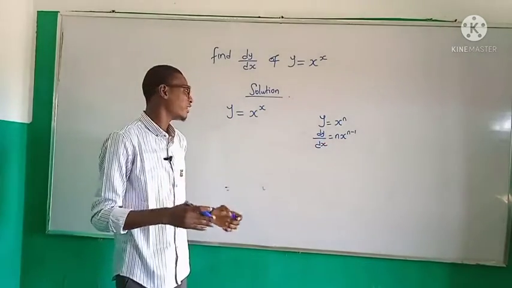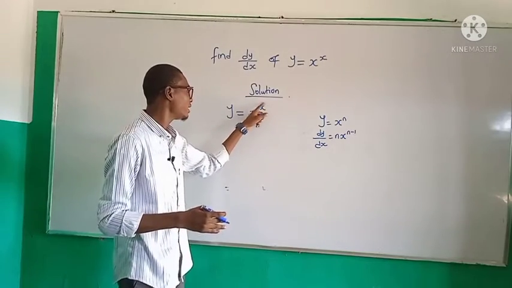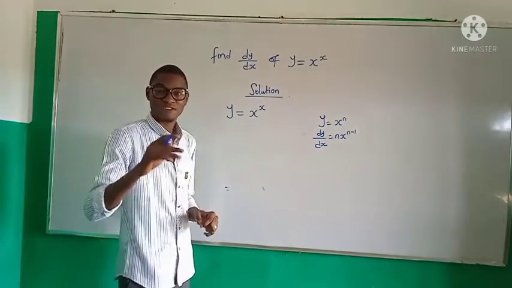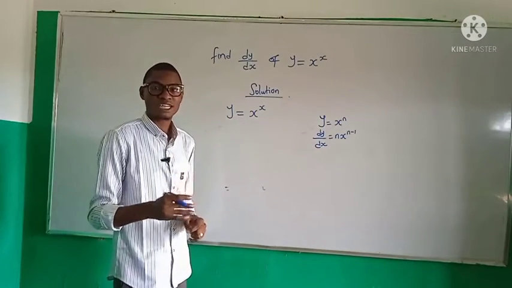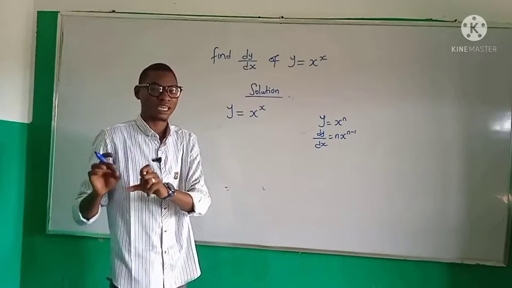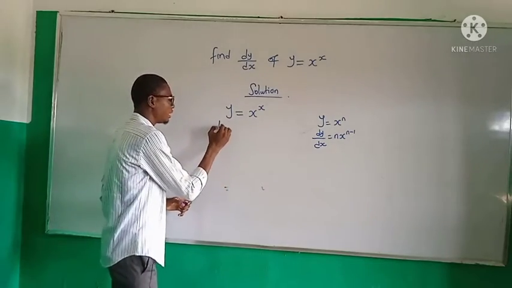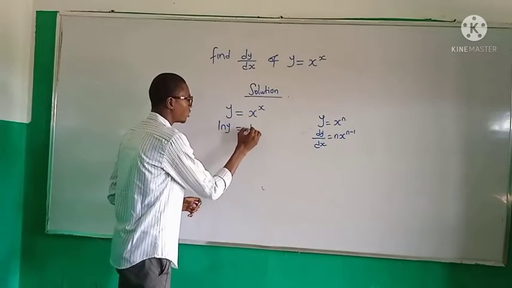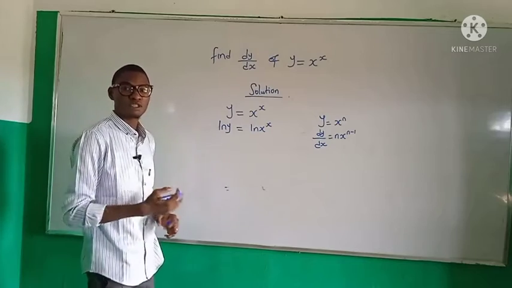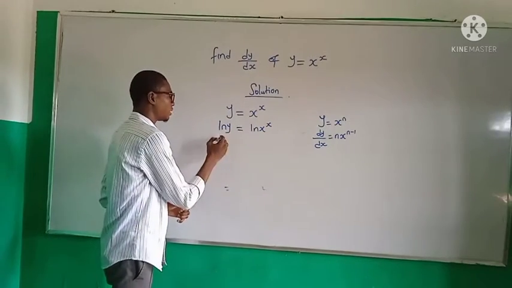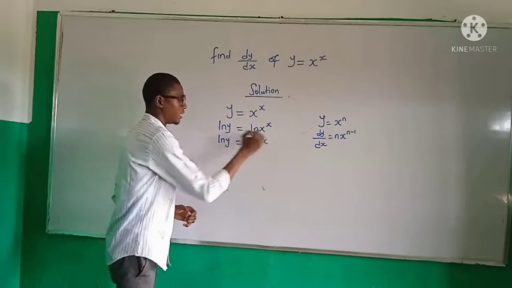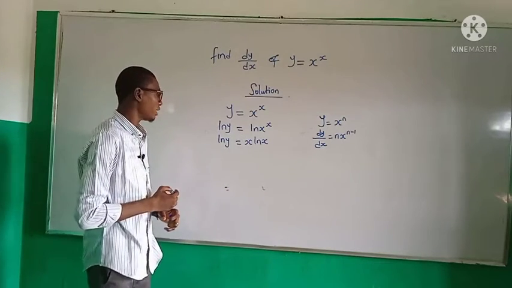Okay, now to solve any kind of this, you have to find a way to bring this x, where it's at power, to the base. That's the first thing you have to do. So to do that, you introduce logarithm to both sides, that is natural log, which happens to be ln. So when you introduce ln to both sides, you have ln y equals ln x raised to the power of x. And don't forget from the rule of ln, when you have something like this, you can write that to be x ln x. Okay, I'm sure you are getting that.